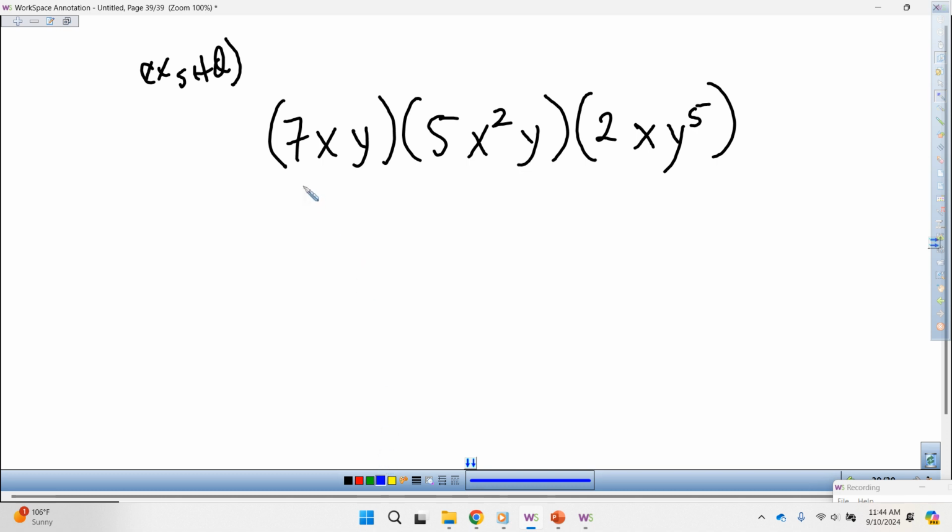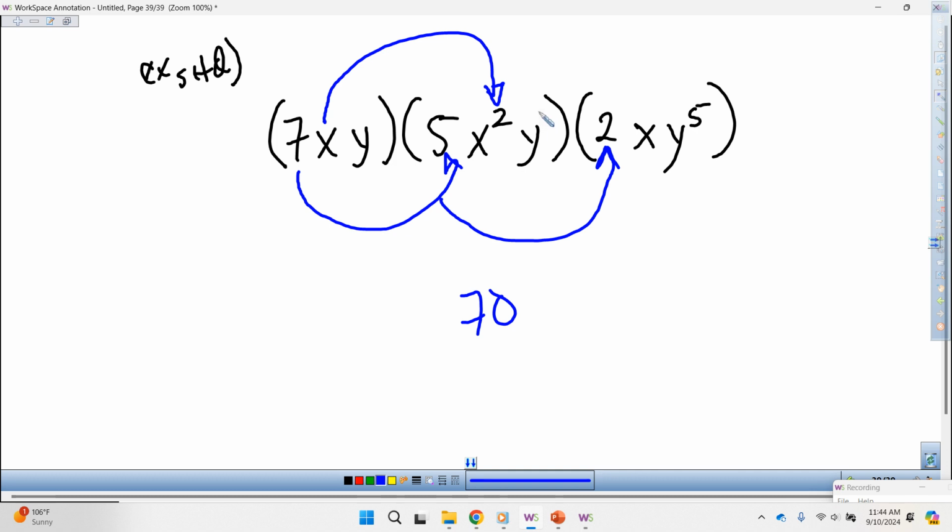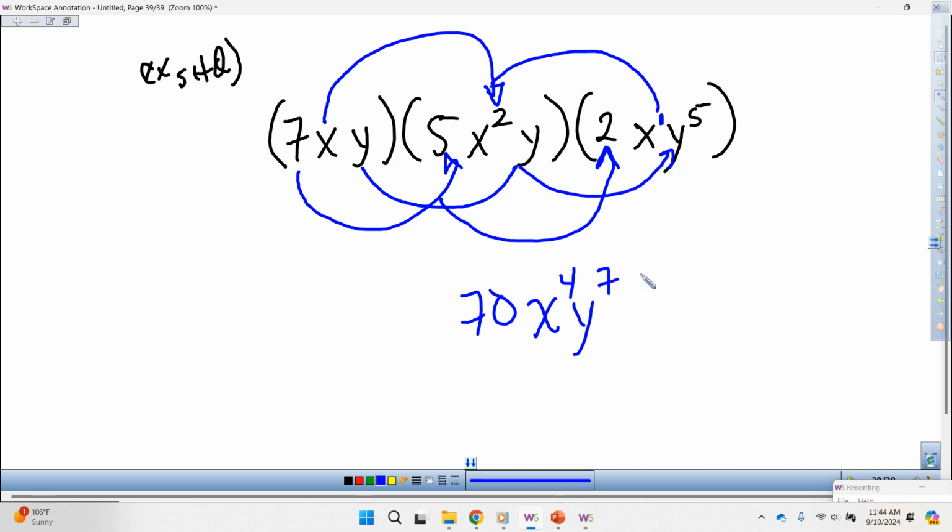Yeah, numbers times numbers. What is 7 times 5? 35. What is 35 times 2? 70. That is correct. Next, variables times variables. What is x times x squared? X to the what? Third. And then what is x to the third times another x to the 1? X to the fourth. And last but not least, y to the first times y to the first is y to the second times y to the fifth. That's y to the seventh. You're going to get some of these also on the home play. All right, I'll stop right there.